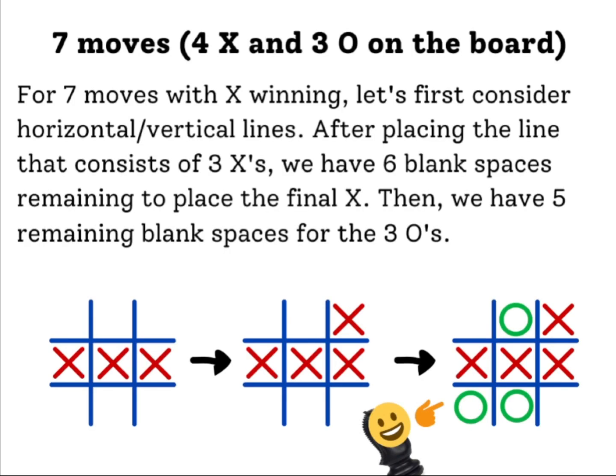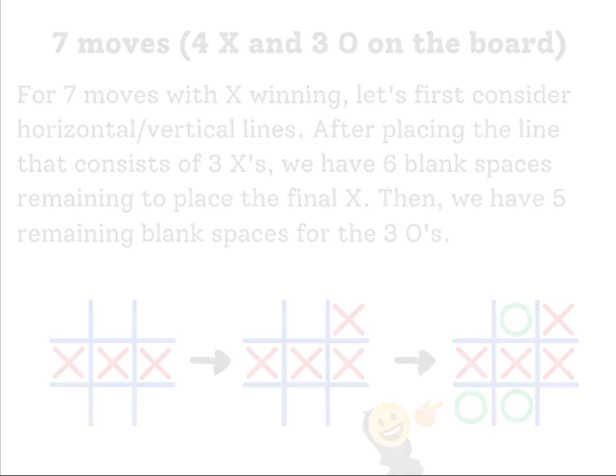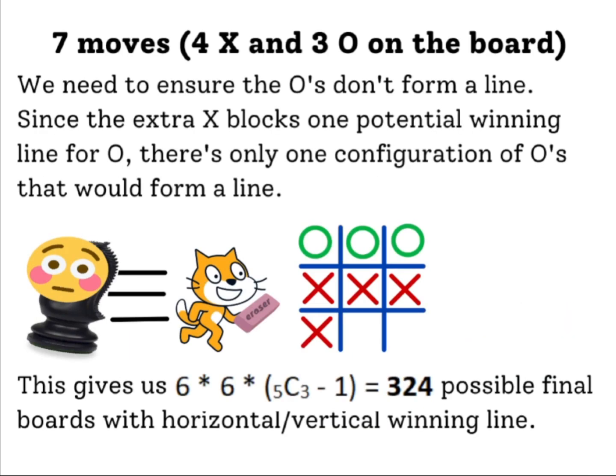7 moves, 4 x's and 3 o's on the board. For 7 moves with x winning, let's first consider horizontal or vertical lines. After placing the line that consists of 3 x's, we have 6 blank spaces remaining to place the final x. Then, we have 5 remaining blank spaces for the 3 O's. We need to ensure the O's don't form a line. Since the extra x blocks one potential winning line for O, there's only one configuration of O's that would form a line. This gives us 6 times 6 times (5 choose 3 minus 1) equals 324 possible final boards with horizontal or vertical winning line.